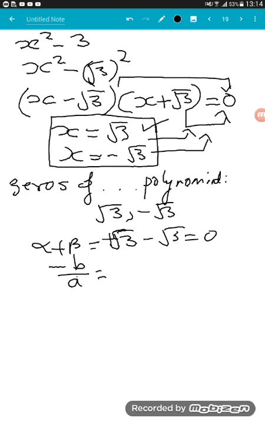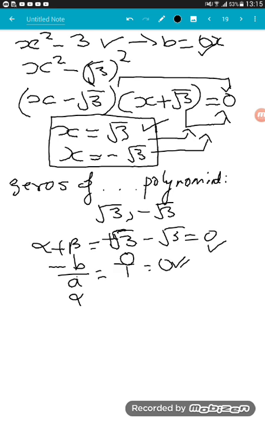Minus b by a. If you look at the top, we can see that b is nothing but 0, because x square plus 0x minus 3 is nothing but x square minus root 3 minus 3. So here no x is there, so it will be b equal to 0x. We are taking only the coefficient, so it will be 0. So 0 by 1 is nothing but 0. Now 0, 0 we got in both. That means alpha plus beta equal to minus b by a.